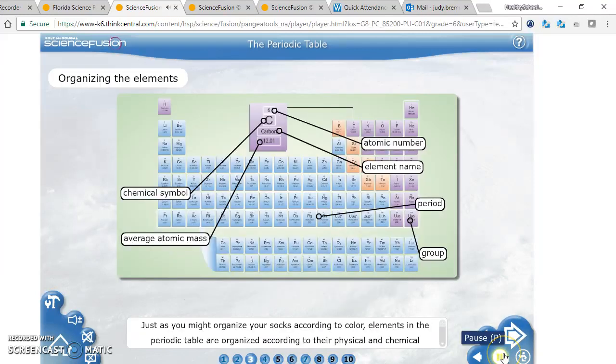Just as you might organize your socks according to color, elements in the periodic table are arranged according to their physical and chemical properties. The periodic table contains much information about each element. Click the parts of the periodic table to learn more.